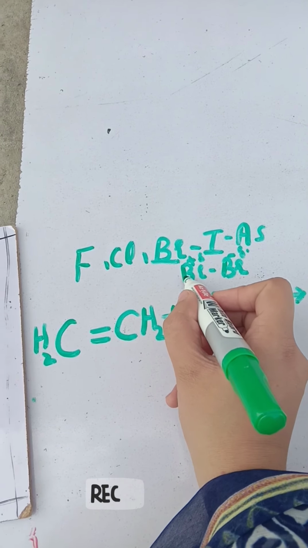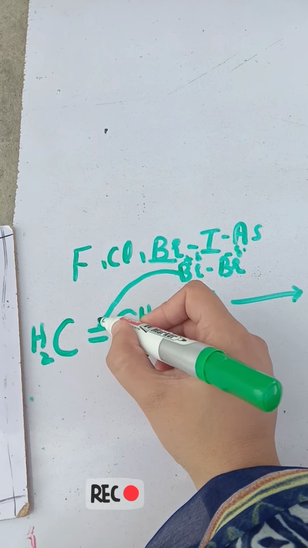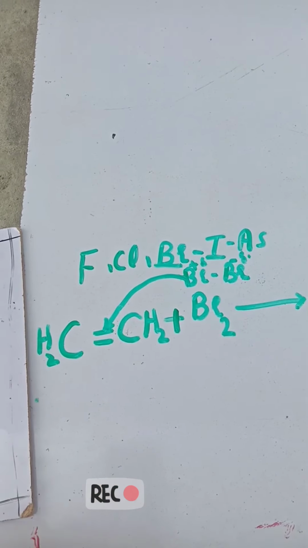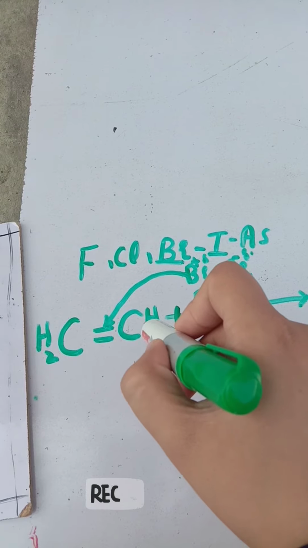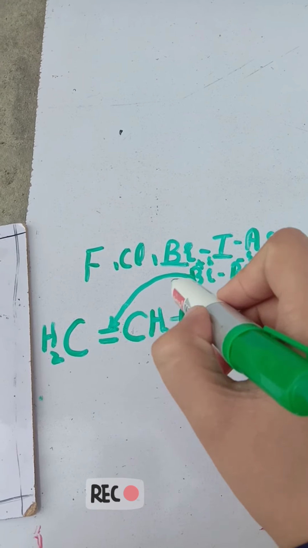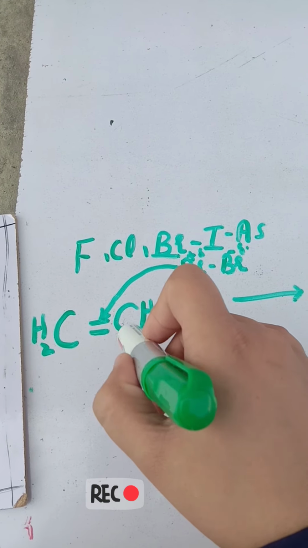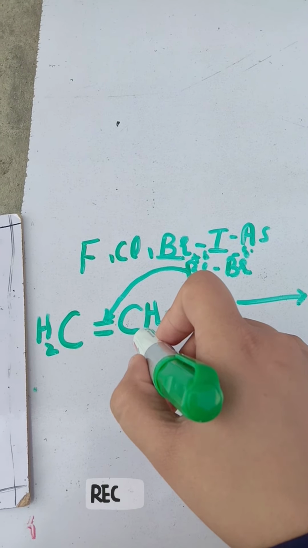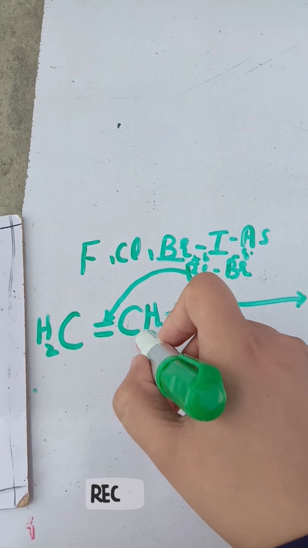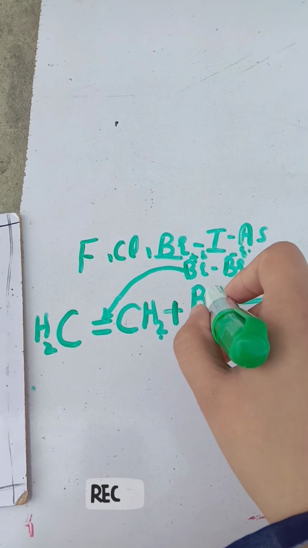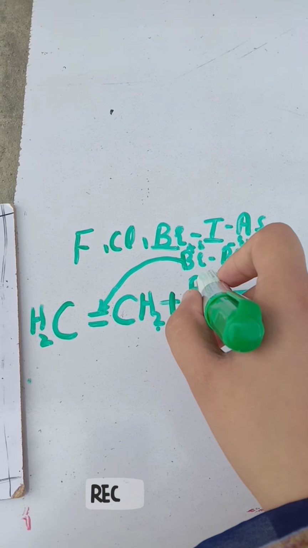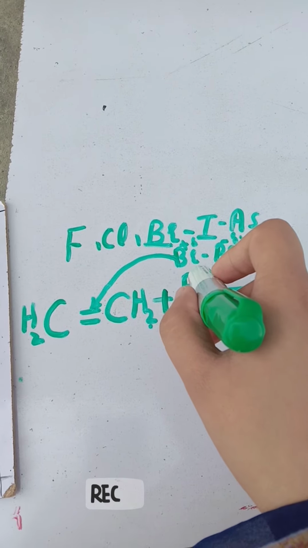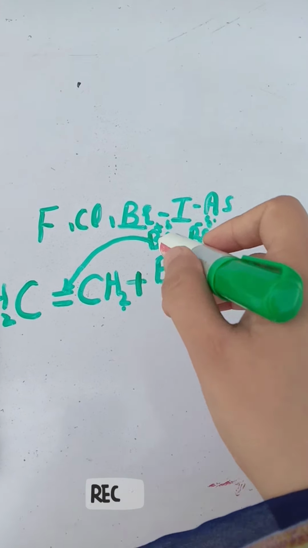So this partial positive bromine atom will attack the double bond containing the lone pair of electrons. And this negative bromine atom will attach with this carbon atom. So how does the addition take place? First of all, cyclic bromoethane is produced, and secondly, dibromoethane is produced. So how is the cyclic bromoethane produced?